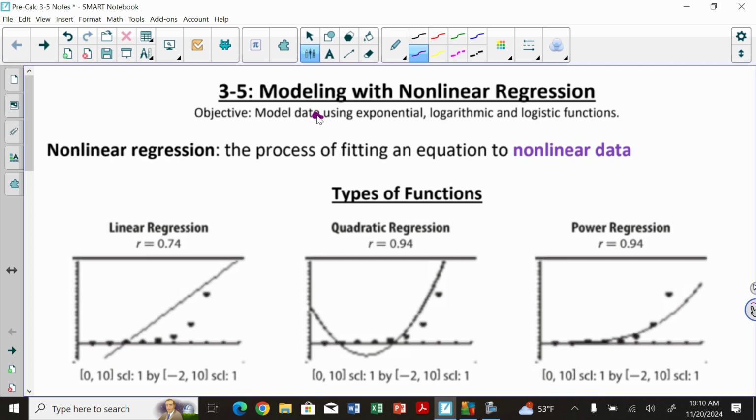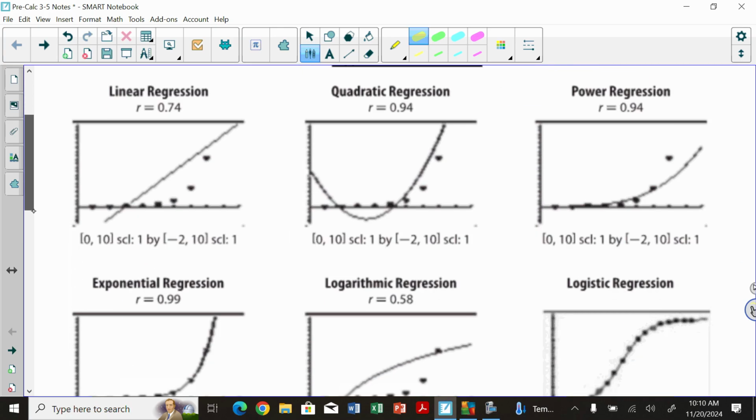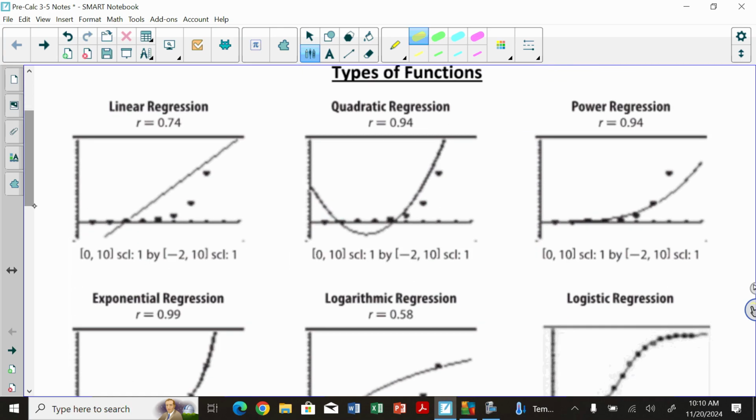The biggest thing is, what is nonlinear regression? This is the process of fitting an equation to nonlinear data. So you're going to take this data that might not be linear and try to fit an equation to it. Okay, here are the types of different functions, types of different regression that you see. So just taking a look.